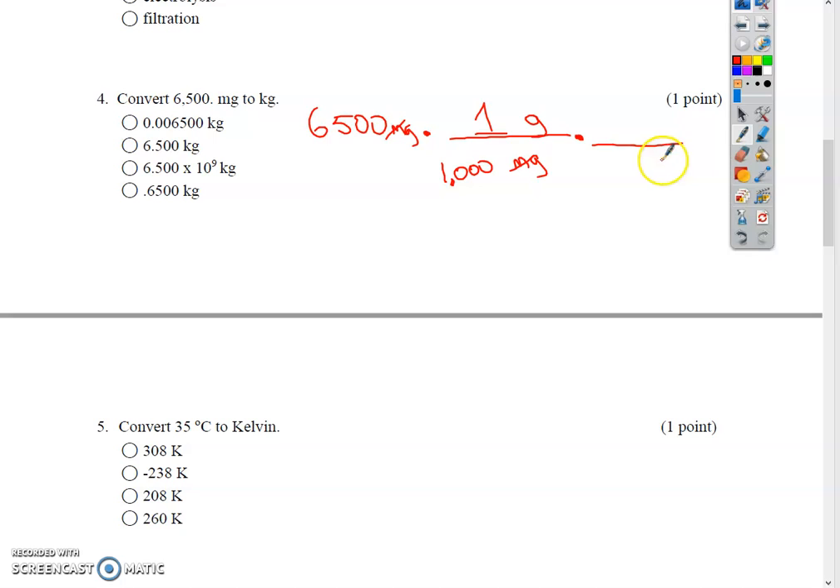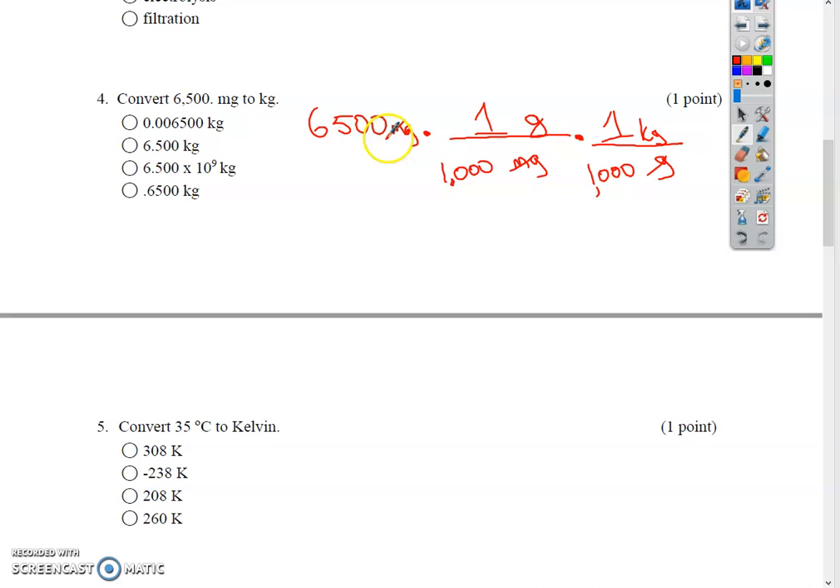So I'm going to put grams on the bottom in the next step, so they'll cancel out. Kilograms up top. Kilograms is the larger of the two units. It's 1,000 times bigger than a gram, so you need 1,000 grams to equal 1 kilogram. So now what you're doing is 6,500 divided by 1,000, and then divided by 1,000 again.